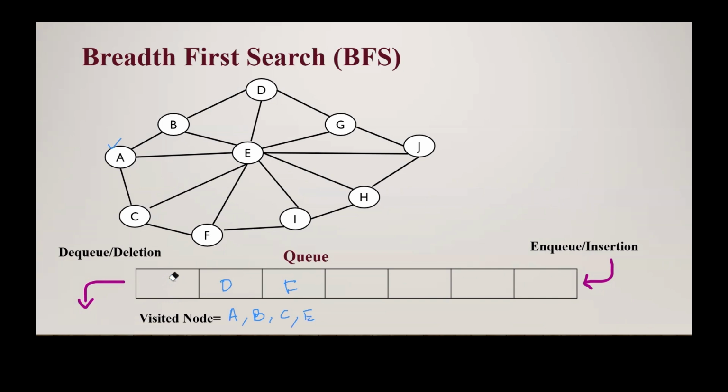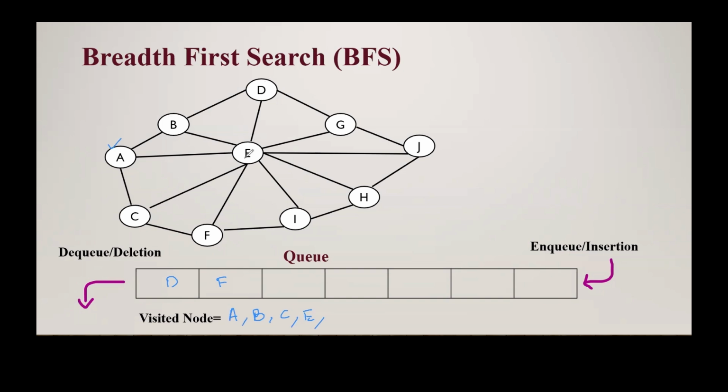visited. So here what happened? This is D, this is F, because whenever an element is deleted, then the one element is shifted to the previous position. Then what happened? E. For E, what are the adjacent nodes?